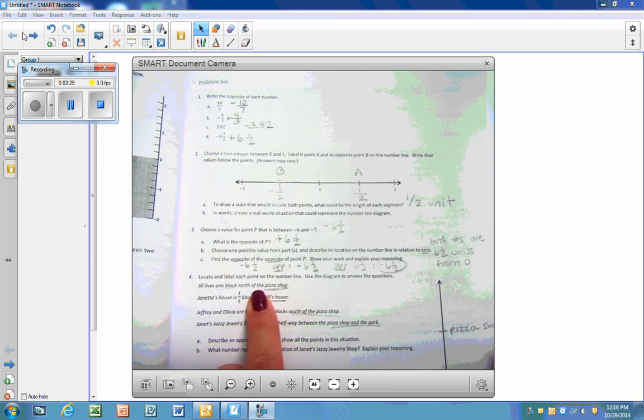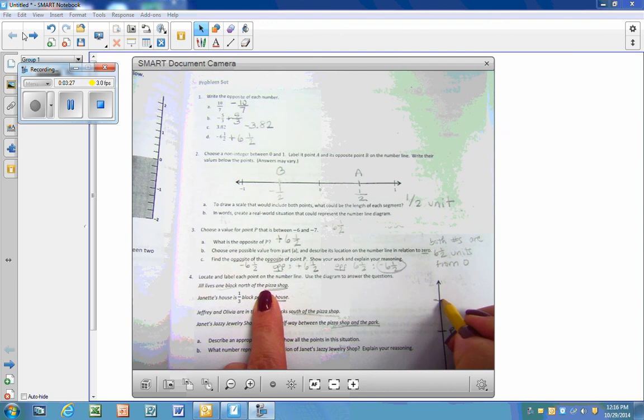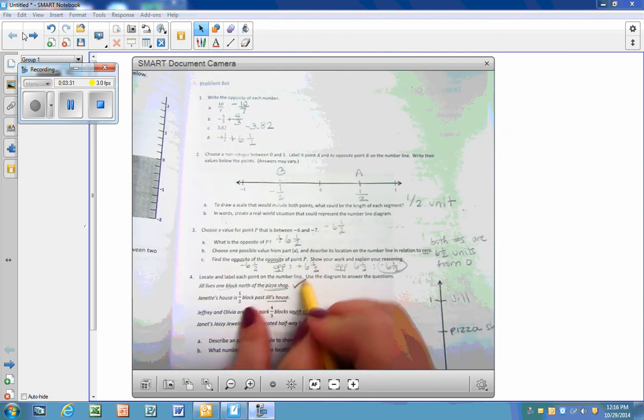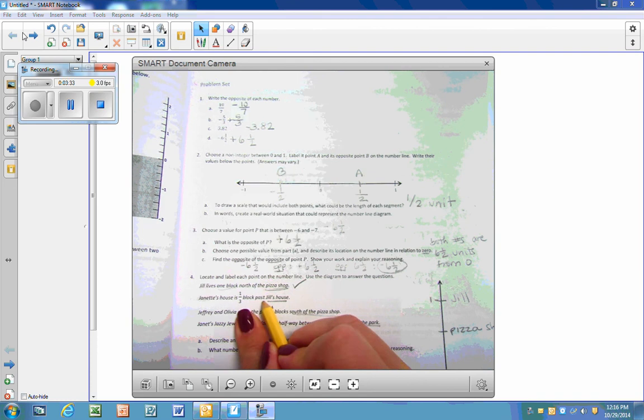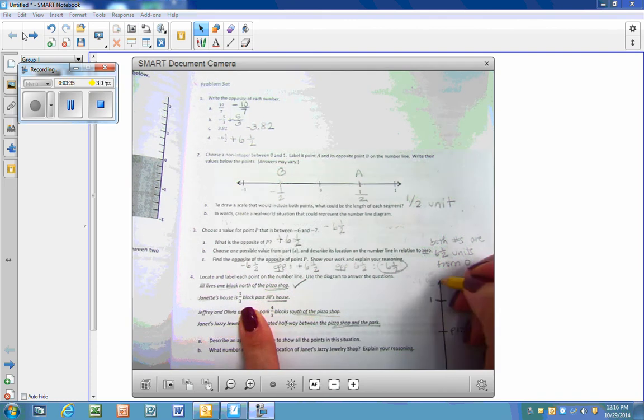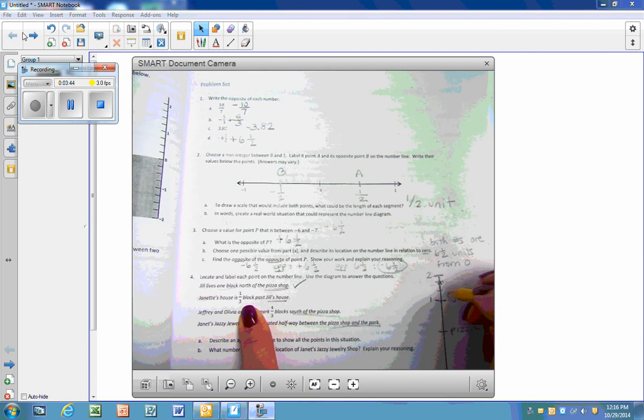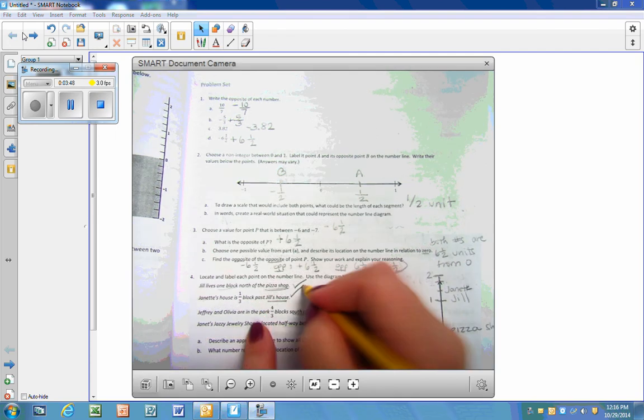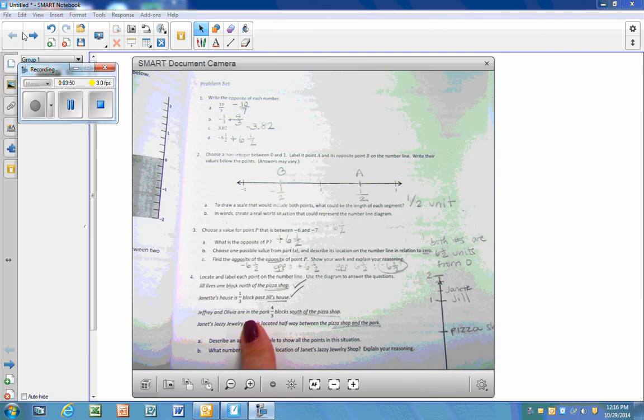Jill lives 1 block north of the pizza shop. So this is going to be my 1, and this is going to be where Jill lives. That one's done. Jeanette's house is 1/3 block past Jill's. So I'm going to go up my number line. 2 would be right about there, so I have to divide it up into thirds. So 1/3 block past Jill's house, this would be where Jeanette is. That part is done.